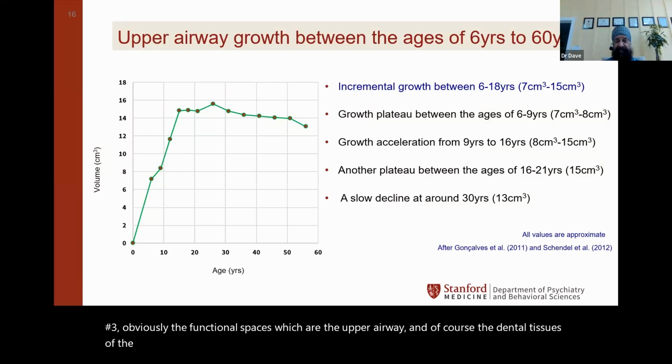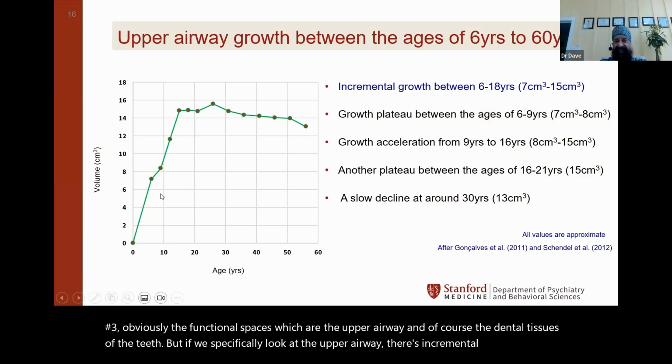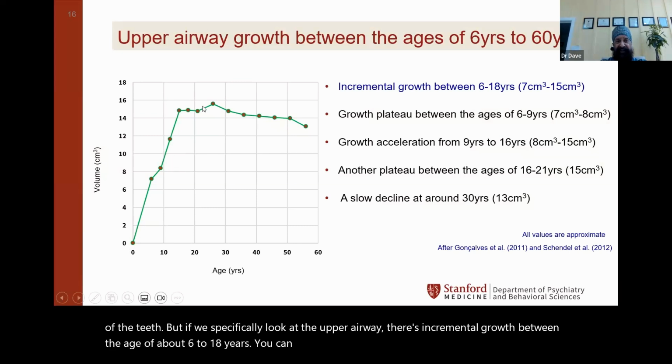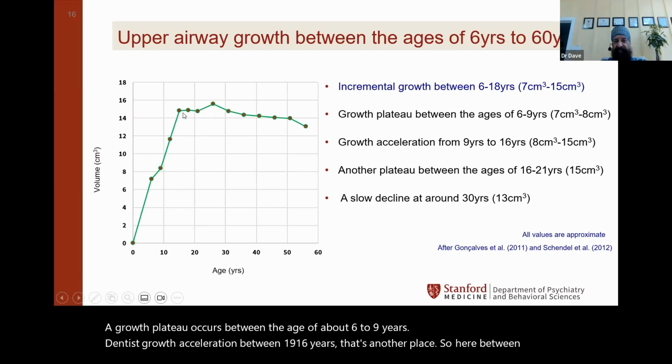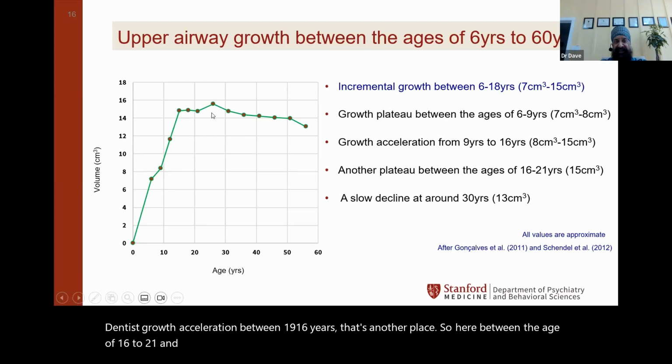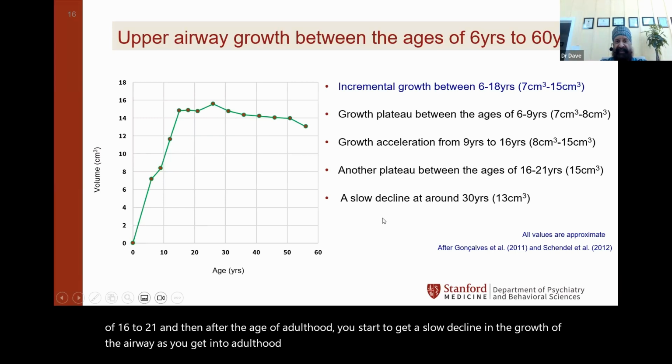If we specifically look at the upper airway, there's incremental growth between the ages of about 6 to 18 years. You can see it in the green line here. A growth plateau occurs between about 6 to 9 years. Then there's growth acceleration between 9 to 16 years. There's another plateau between 16 to 21. And after adulthood, you start to get a slow decline in the growth of the airway as you get into adulthood, aging and maturation.